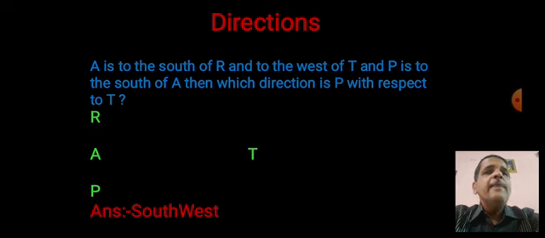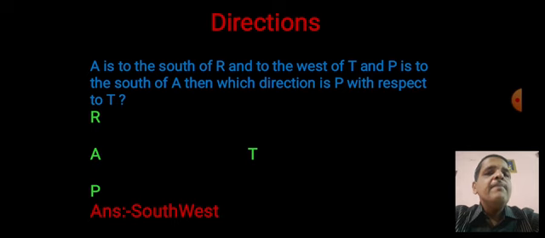Then P is there, and P is south of A. South of A means downside of A. So in one line R, A, P are there, and T is at the right hand side of A. Now what we have to do? We have to find out at which direction P is with respect to R.